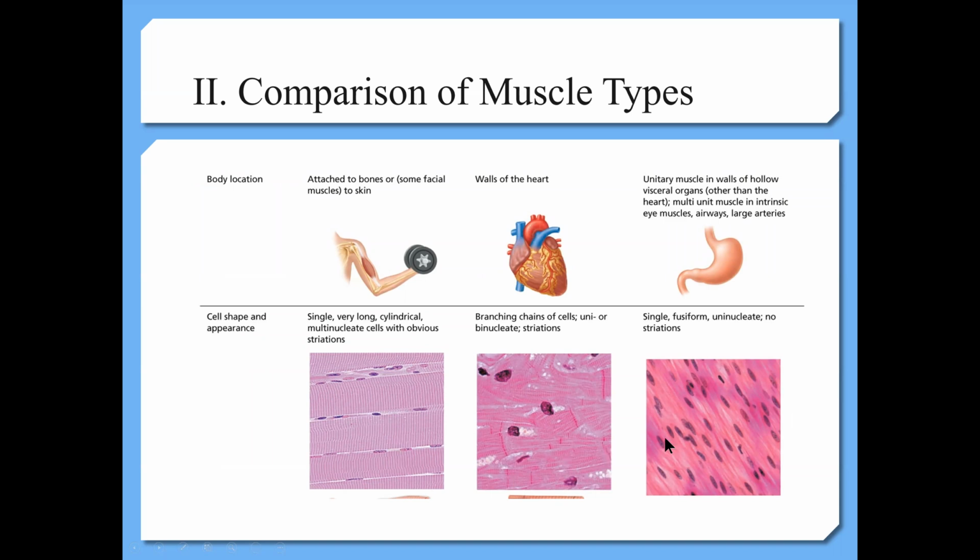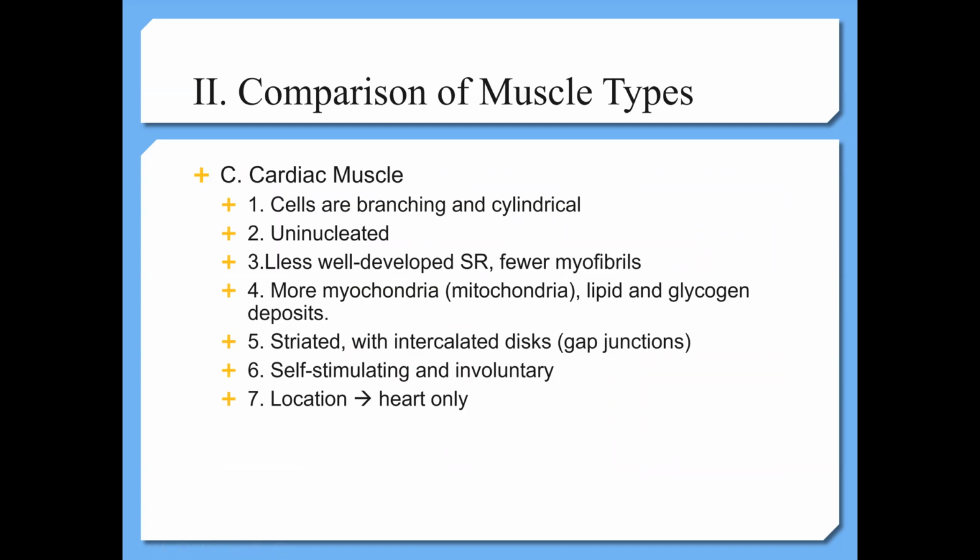Cardiac muscle. Cells are branching and cylindrical. They are uninucleated as opposed to multinucleated, less well-developed sarcoplasmic reticulum, fewer myofibrils, more mitochondria. In all my studies, undergraduate and medical school, and everything I've ever studied, I never saw that variant term for mitochondria until I looked at these slides 5 years ago. But more mitochondria, okay, because our skeletal muscles don't have to contract all the time, but the heart's beating all the time.